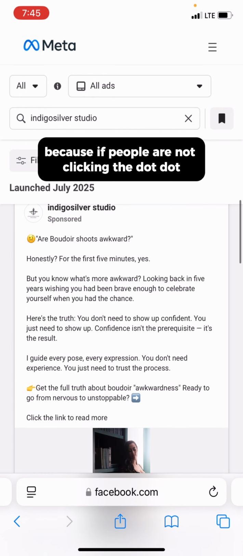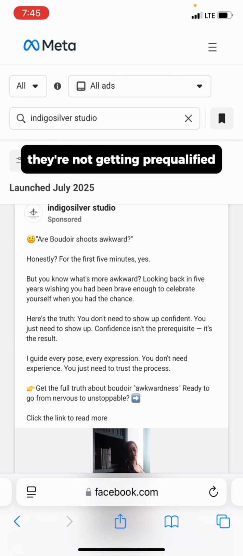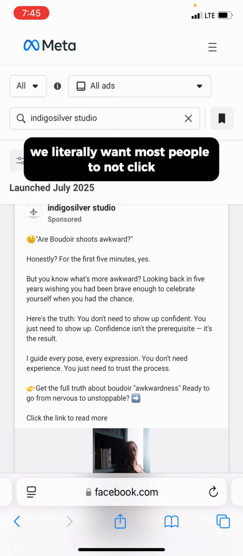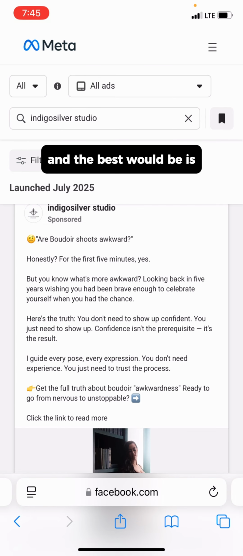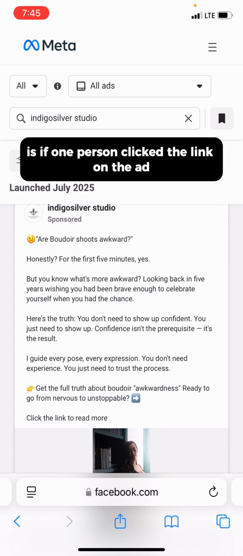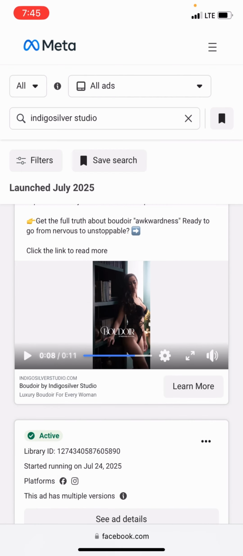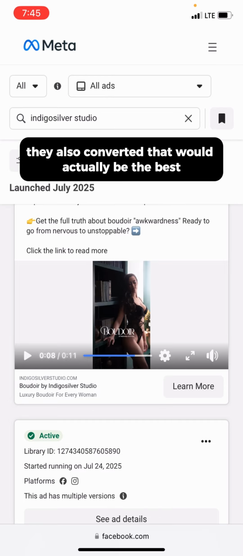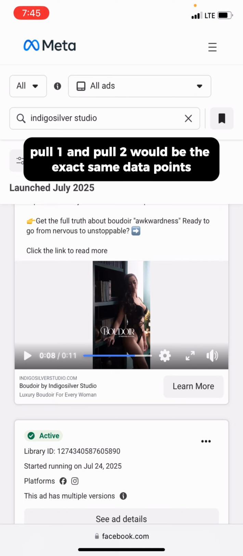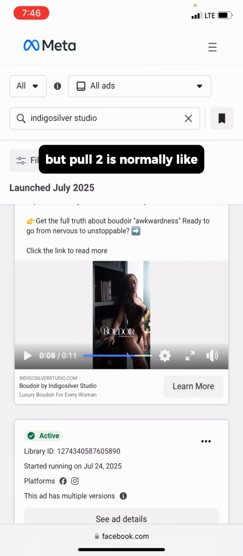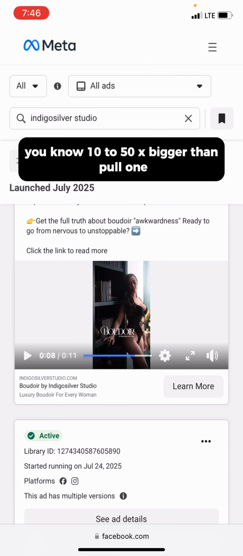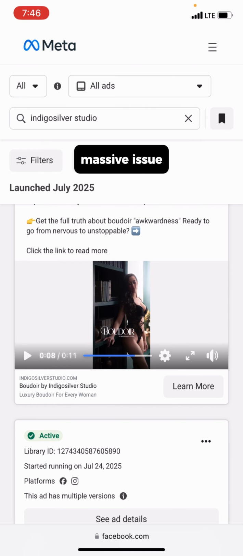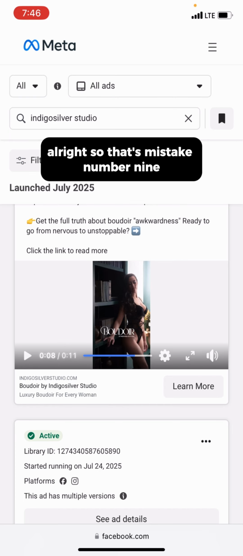Because if people are not clicking the See More, they're not getting pre-qualified. And we literally want most people to not click. And the best would be if every time one person clicked the link on the ad, they also converted. That would actually be the best. Then pool 1 and pool 2 would be the exact same data points. But pool 2 is normally like 10 to 50x bigger than pool 1, which is a massive, massive, massive issue. All right, so that's mistake number 9.